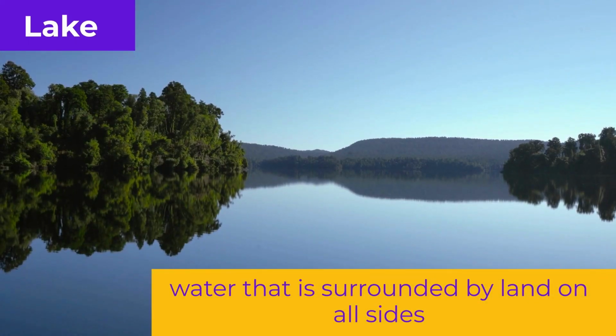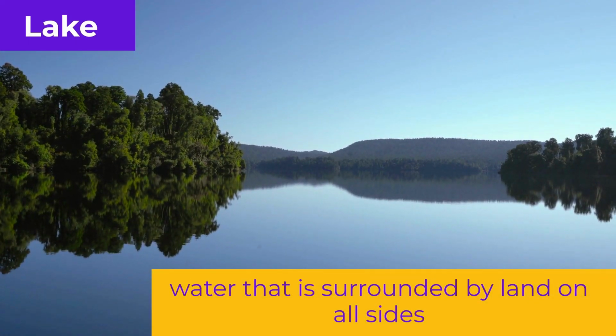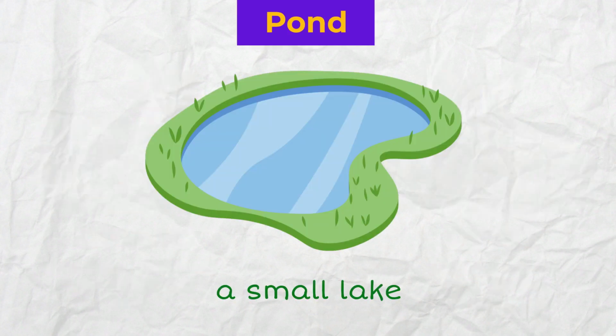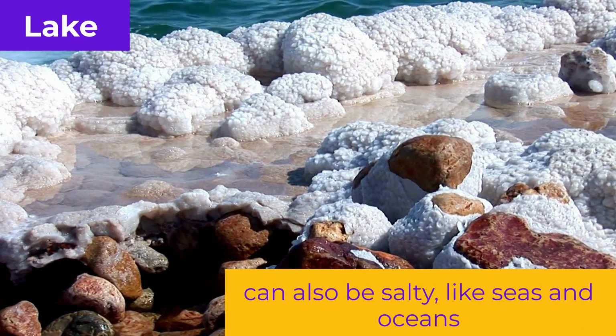Lakes contain water that is surrounded by land on all sides. They can be closed when the water does not flow out of the lake and open when there is a river or a stream flowing out. Small lakes are called ponds. Lakes can also be salty, like seas and oceans.